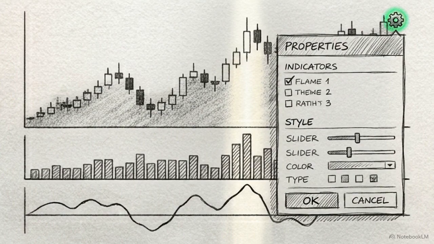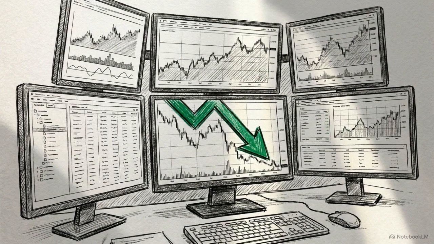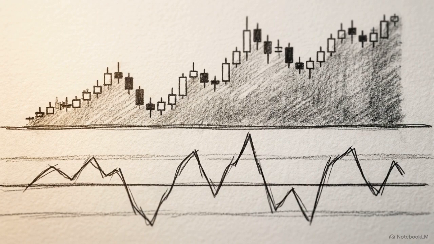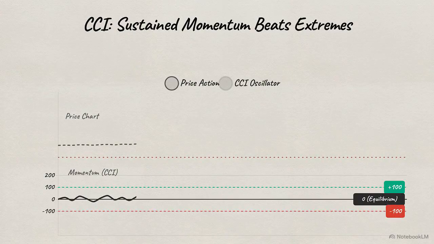Now open the CCI settings, find the length or period input, and change it from the default value to exactly 20. Look at the bottom of your screen. You should now see a single line oscillating in a new window directly below your main price chart. This diagram shows the three critical zones on the CCI scale: the plus 100 line at the top, the zero equilibrium line in the middle, and the minus 100 line at the bottom.